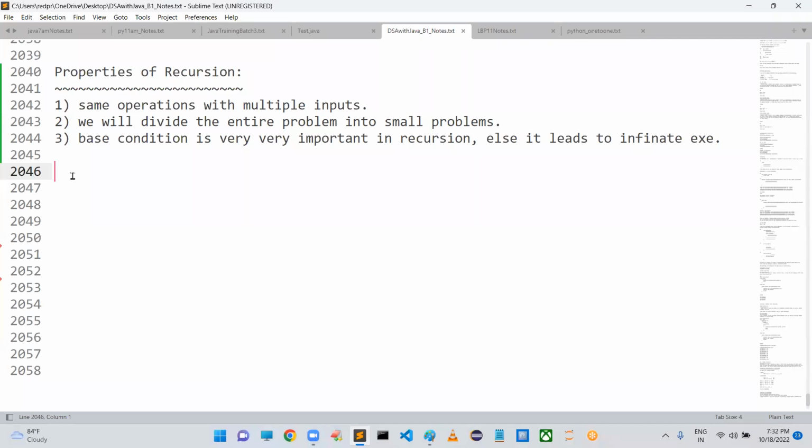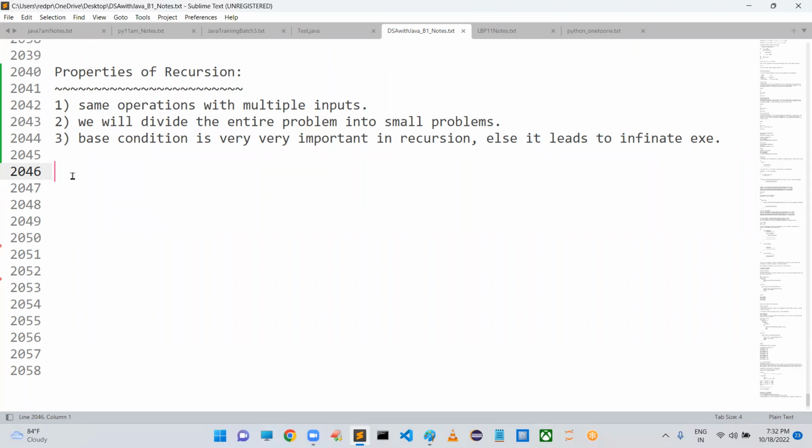Whenever you are implementing recursive algorithms, you need to concentrate on these three. What is the first one? Same operation we have to use with different inputs. Second, we have to divide a big problem into small units, so the solutions of these small units, if you combine them, you are going to get the big problem. Third, base condition is very important. Suppose you are not writing the base condition, what will happen? It leads to infinite execution.